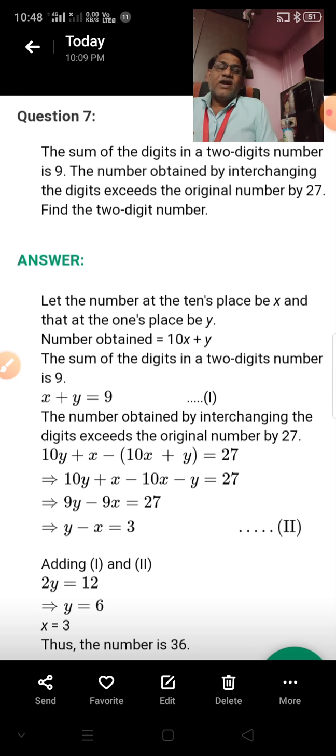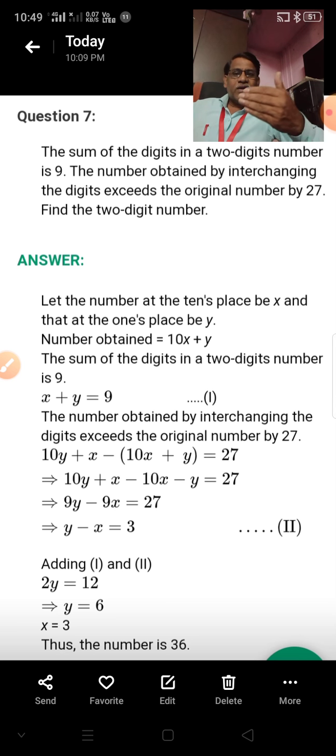If the conditions or the relation between the digits is given, then you can find out the 2-digit number. In this exercise there are 10 questions in total. We already completed 7 questions, so you have to solve the remaining 3 questions. If you have any doubt you can ask me, and you have to practice all these 7 questions, because word problem questions are very important.